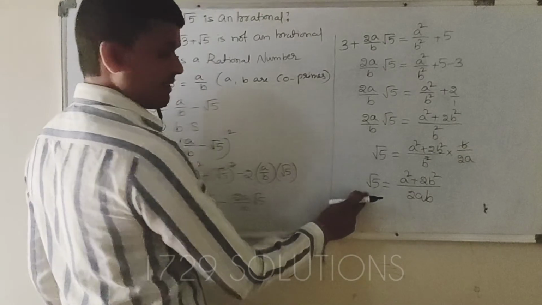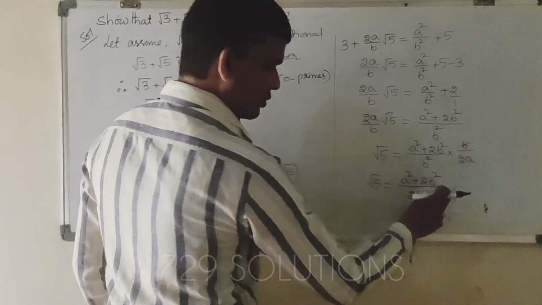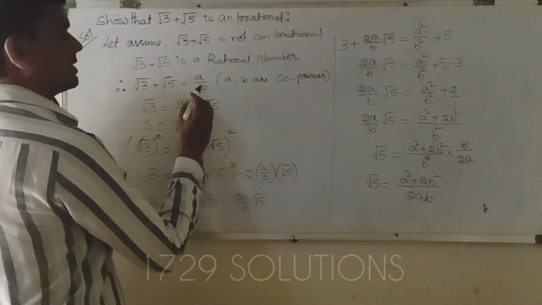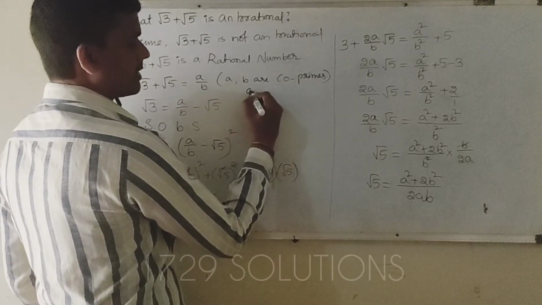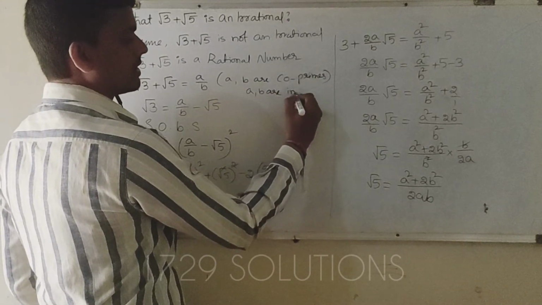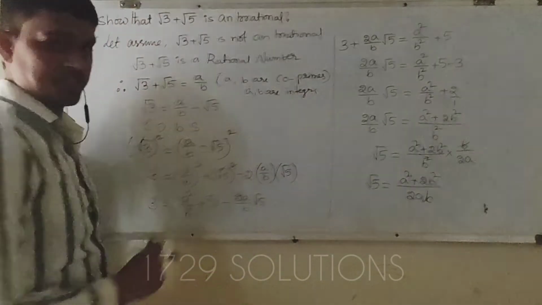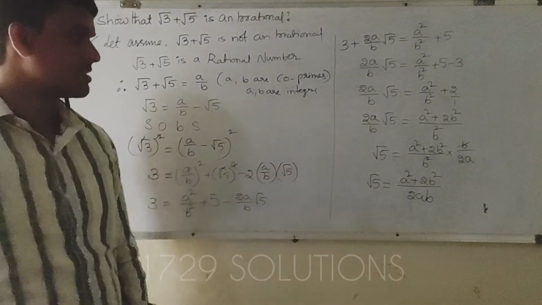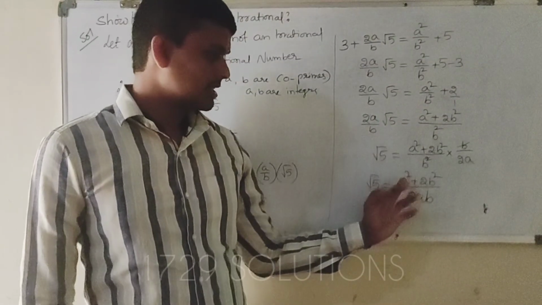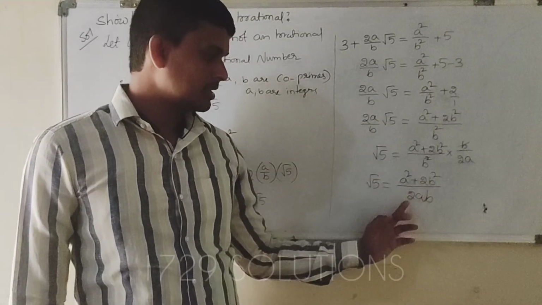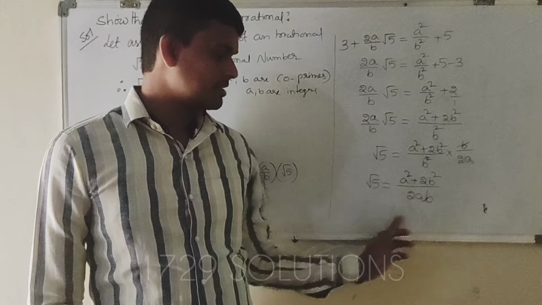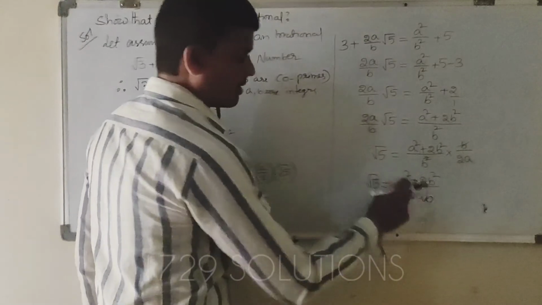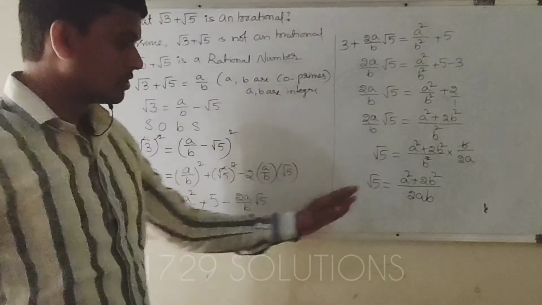See this. Here root 5 is irrational. A square plus 2b square by 2ab is rational. How can you say it is rational? We already know that a and b are not only co-primes, they are integers. We know the rational number definition: a number that can be written in the form p by q, where p and q are integers. So here a and b are integers. The square of an integer, the addition of integers, and the product of 2, a and b are also integers. So the total term is a rational number, and root 5 is irrational. So both can never be equal.